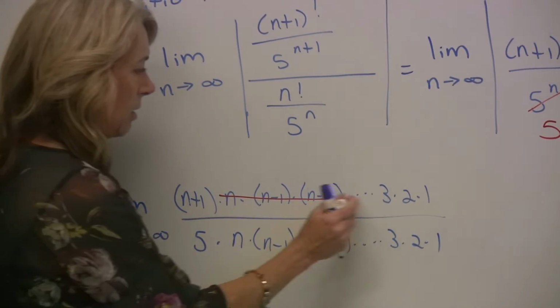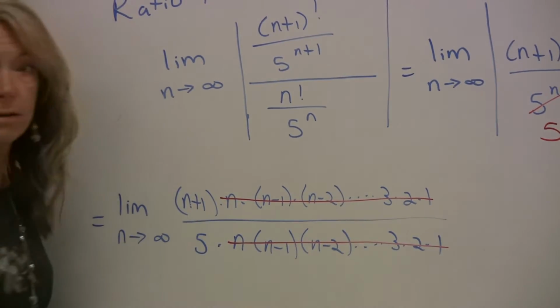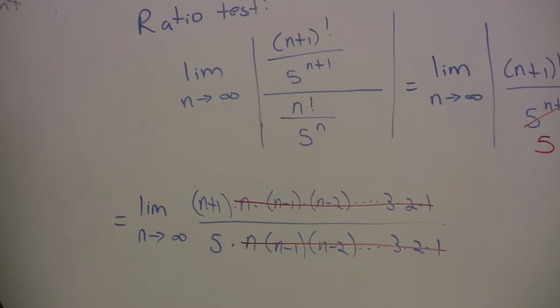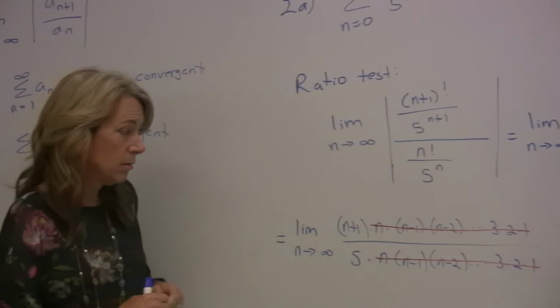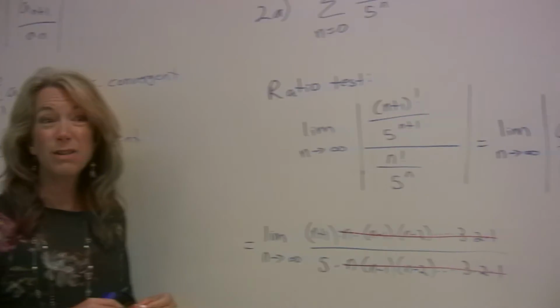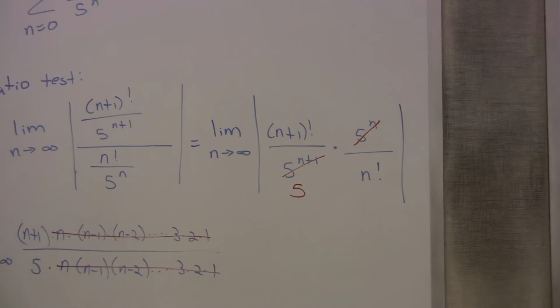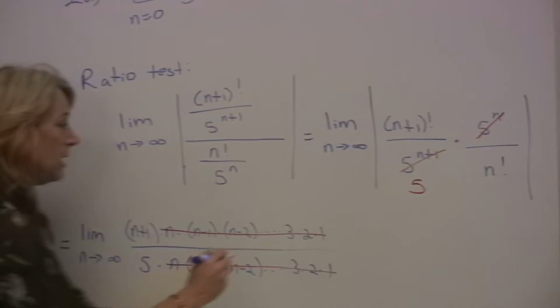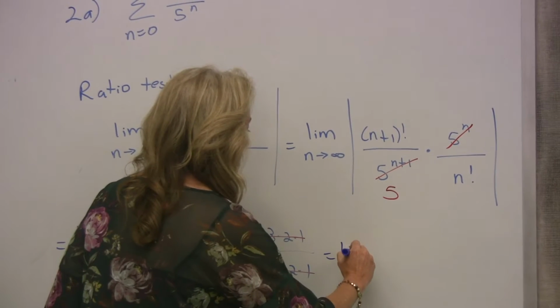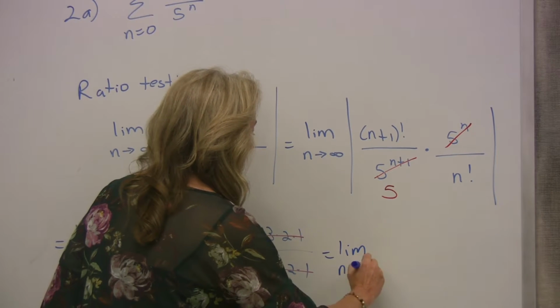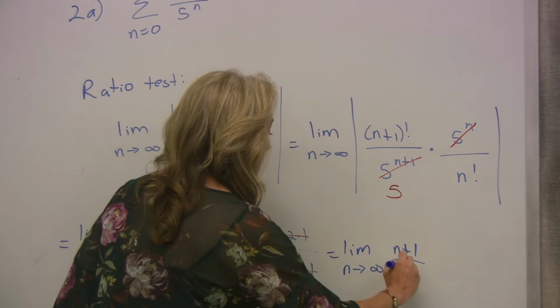These reduce, right? Look at all of these. Gone. Whole thing's gone. Everything there reduced. This is why we like the ratio test for factorials. So I'm really just left with the limit as n goes to infinity of n plus 1 over 5.